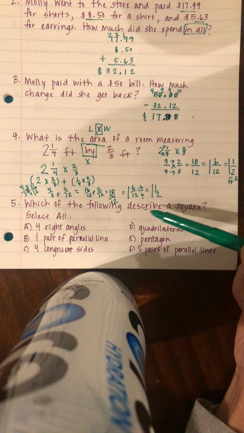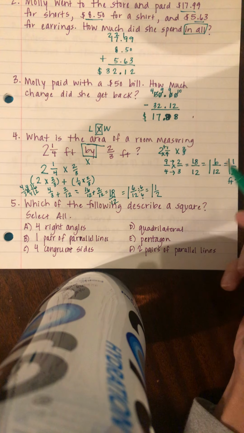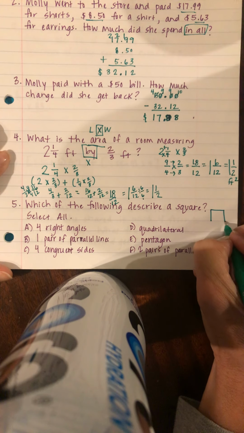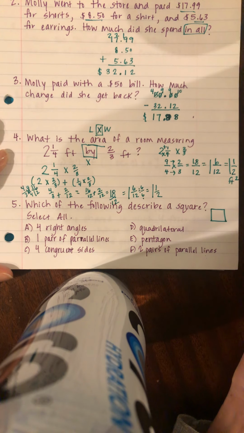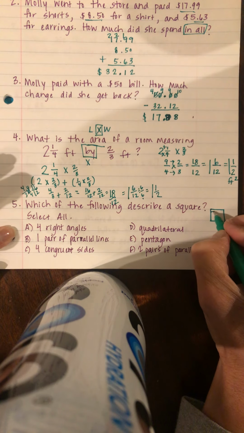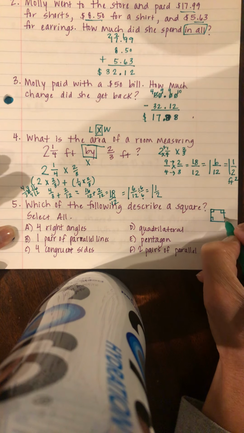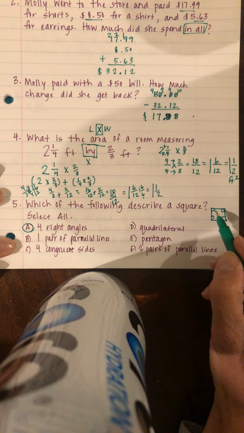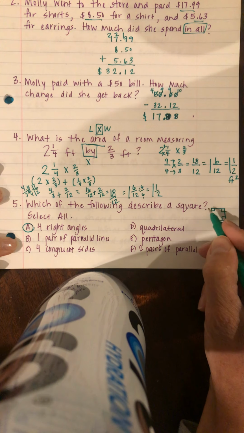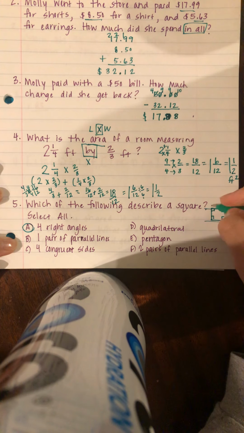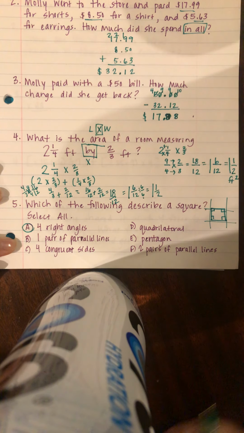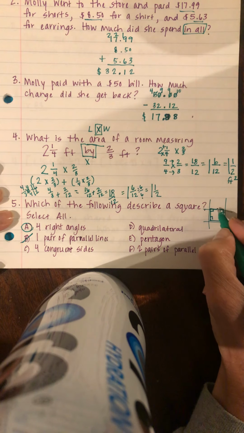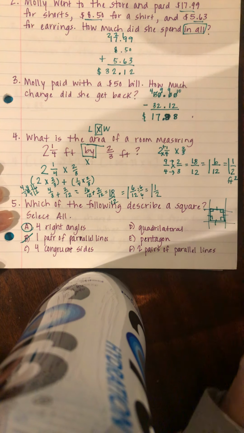Okay, which of the following describe a square? Select all. Well, if we remember our rules about a square, if I draw a little square over here, does it have 4 right angles? Well, let's see, I got 1, 2, 3, 4. So it has 4 right angles. Does it have 1 set of parallel lines? Well, if I extend those, there's 1 set. If I extend these, that's 2 sets. So it doesn't have only 1, so B is out. 4 equal sides? Sure does.